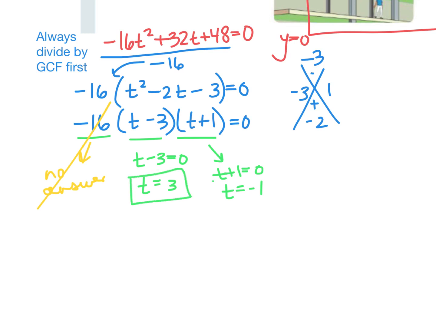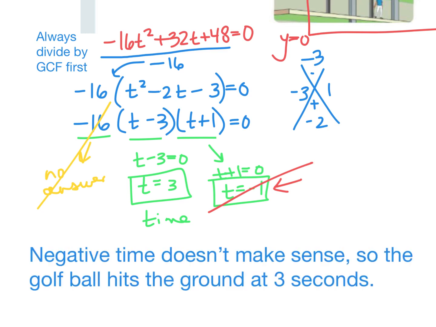Now, in the context of this problem, we're talking about a golf ball, and these t's represent time. Well, there's no way the golf ball could be at a time of -1. This doesn't make any sense. So the only solution here would be that the golf ball would hit the ground at 3 seconds. So I would at least get part of that explanation in your notes.